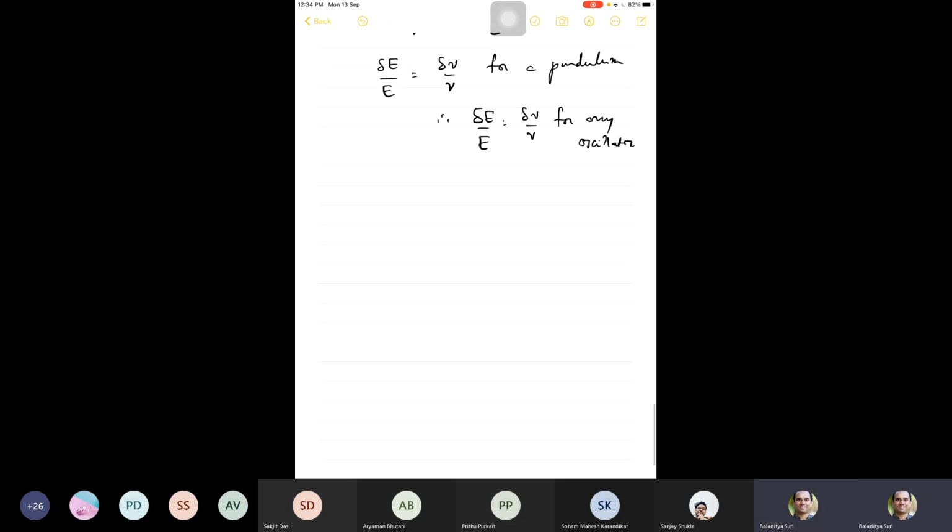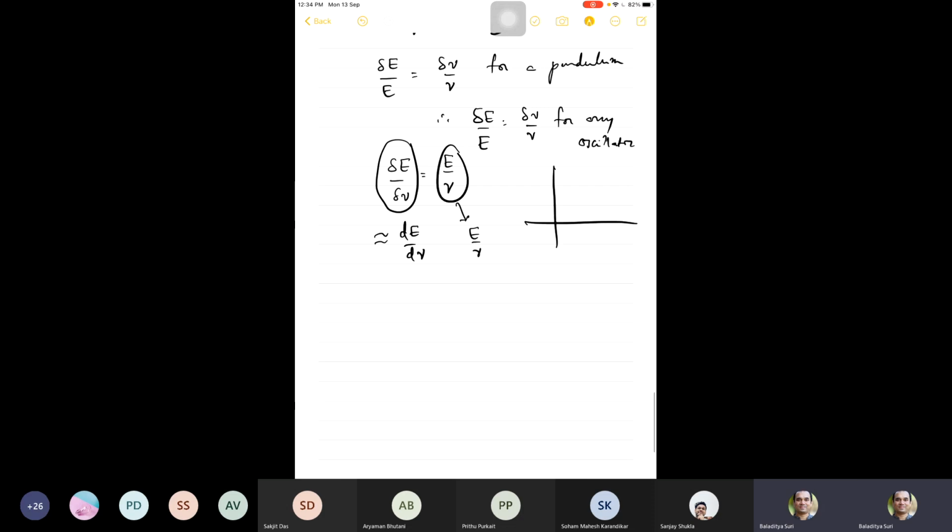And what does this equation mean? Delta E by delta nu is equal to E by nu. If you see the left side, that's the derivative, like dE by d nu. Whereas this here is E by nu. When is the derivative equal to the ratio of the coordinate by the abscissa for a straight line?